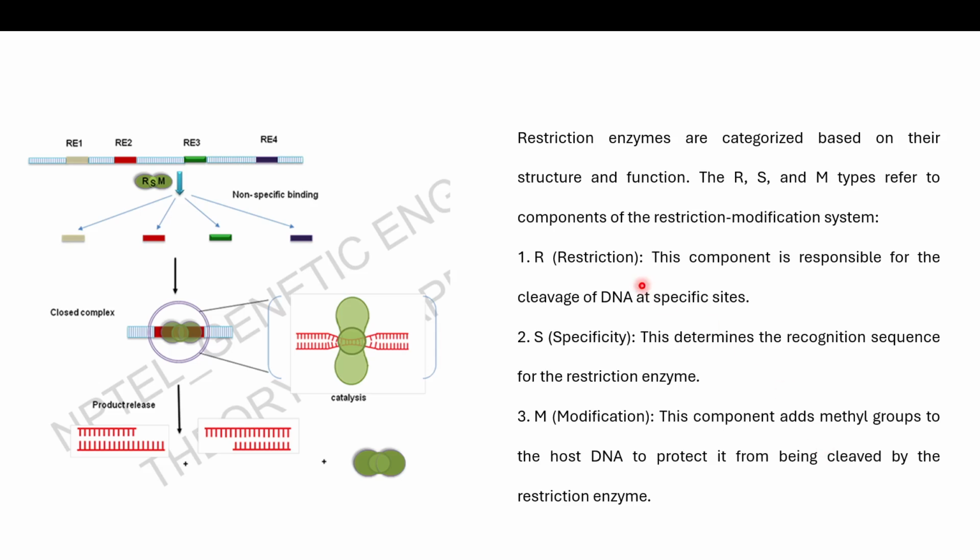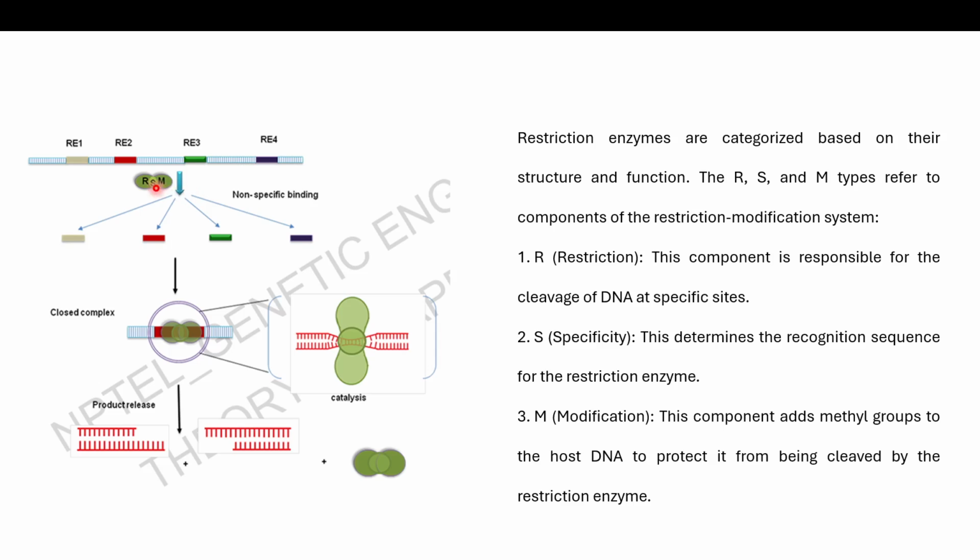Now, what happens here is, I think this is again taken from the lecture video only. So restriction enzymes are categorized based on their structure and function. Mostly there are different types of restriction enzymes, and mostly the type 1 restriction system are categorized based on the structure and function. So it can be R type, S type, and M type.